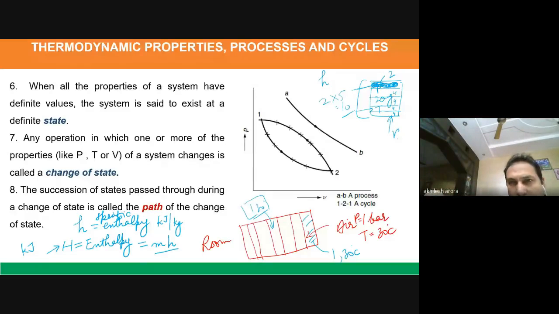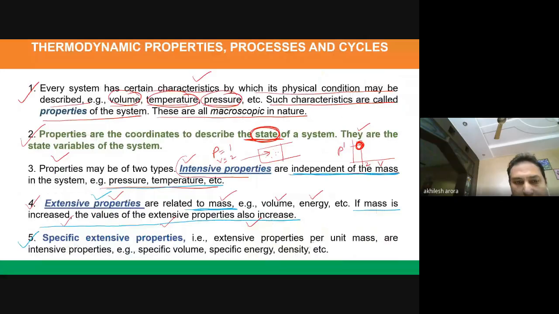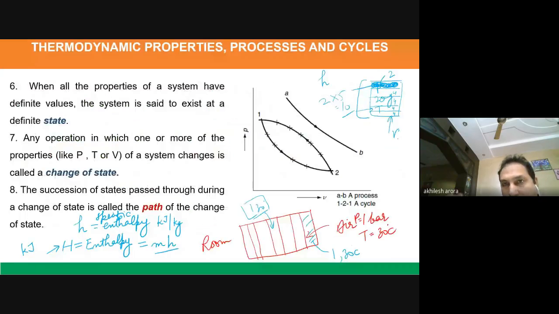Now, one more thing. When I say specific extensive properties, specific extensive properties means extensive properties per unit mass are intensive properties. Examples: specific volume, specific energy, density, etc. So try to understand the concept here. What is the meaning here? The meaning is quite simple.